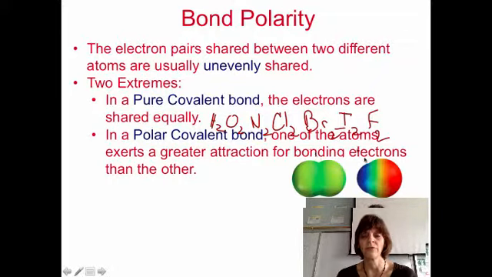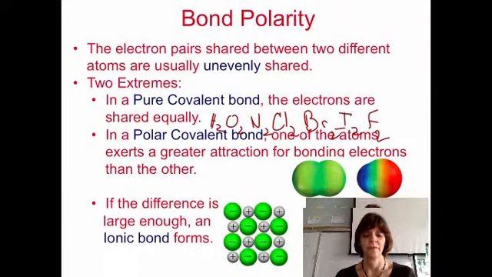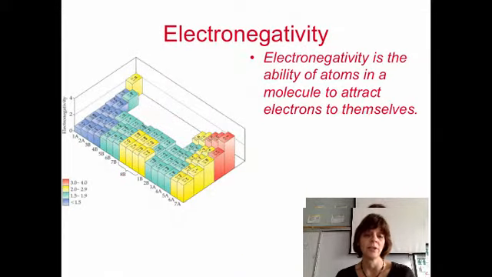Has a greater attraction for bonding electrons. So a single bond just indicates that there's one shared pair, and a double bond has two shared pairs, and three shared pairs in a triple bond. Here's some Lewis structures. Hydrogen, oxygen, nitrogen. If there's a large enough difference, of course, you get an ionic bond.